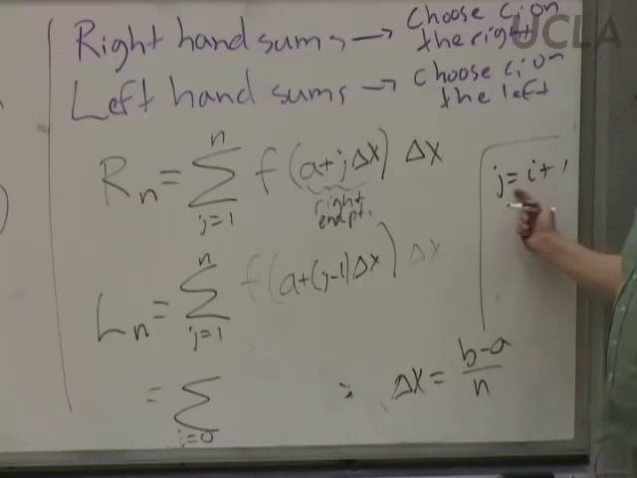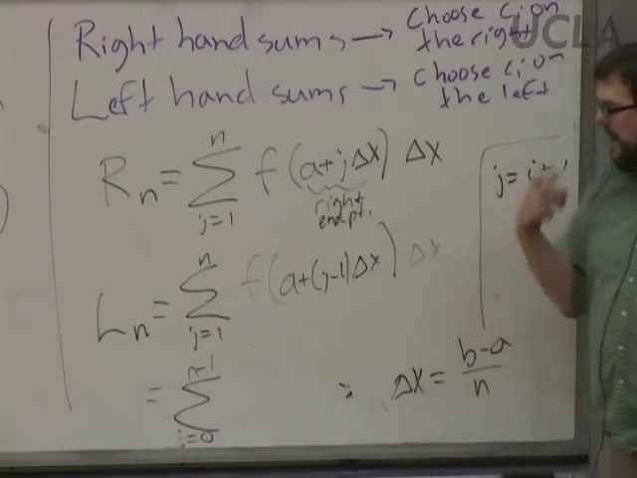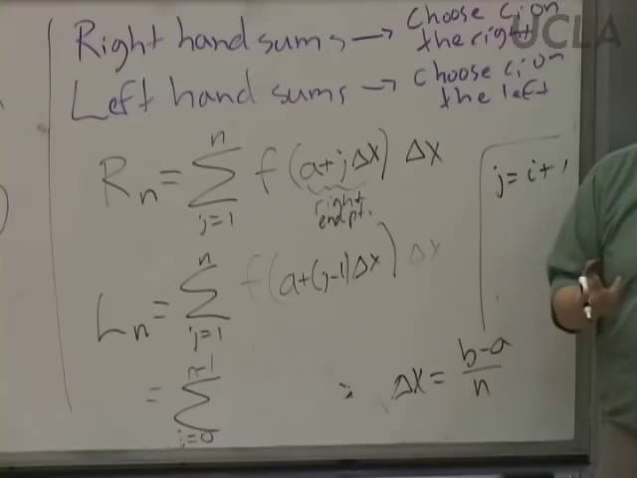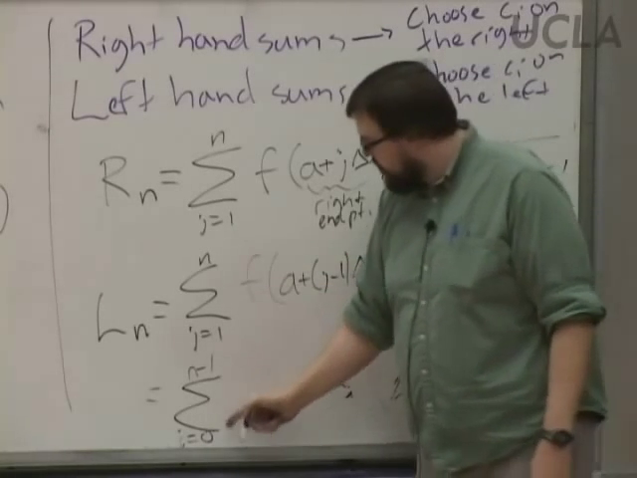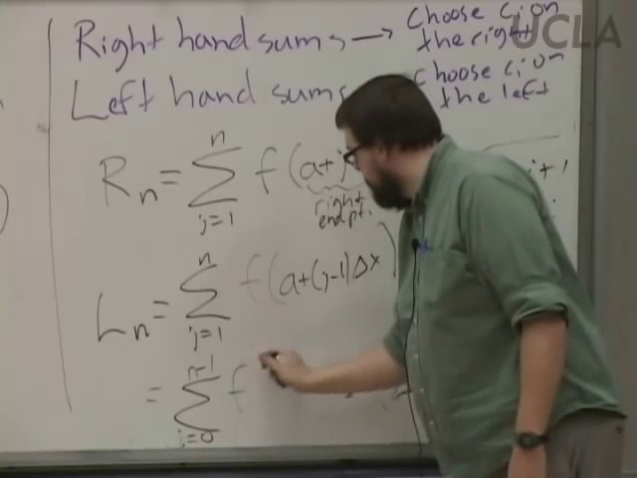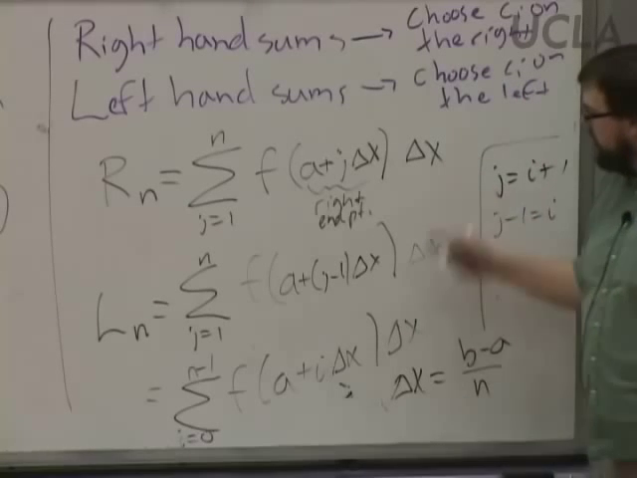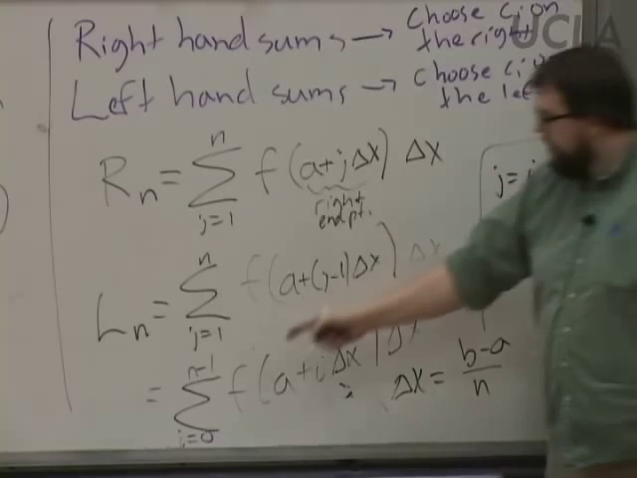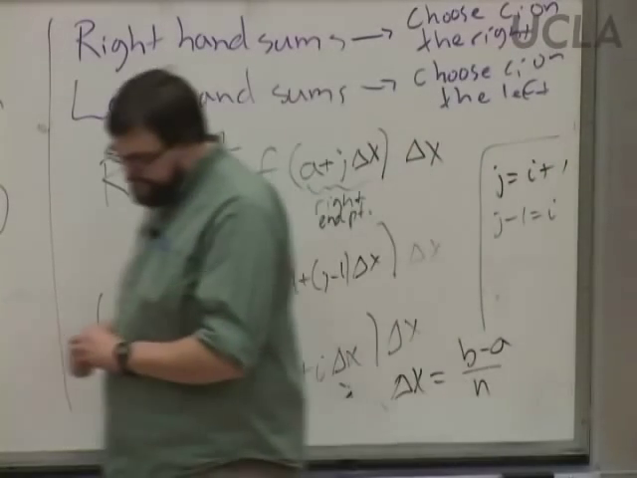And if j is n, what should i be? n minus 1. Because it's a dummy variable, anything that involves the j, I can just tweak, doing some very simple transformation. So instead of going from 1 to n, I can sum from 0 to n minus 1. And now the trick here, of course, is that j equals i plus 1, or another way of saying this, j minus 1 equals i. So this becomes f of (a plus i delta x) times delta x. So they look essentially the exact same. The only difference is that the right-hand sum goes from 1 to n, and the left-hand sum goes from 0 to n minus 1.